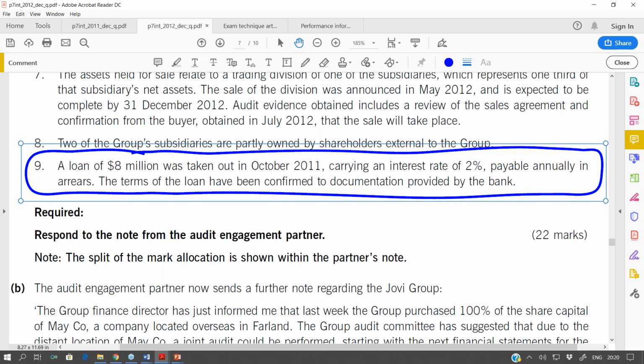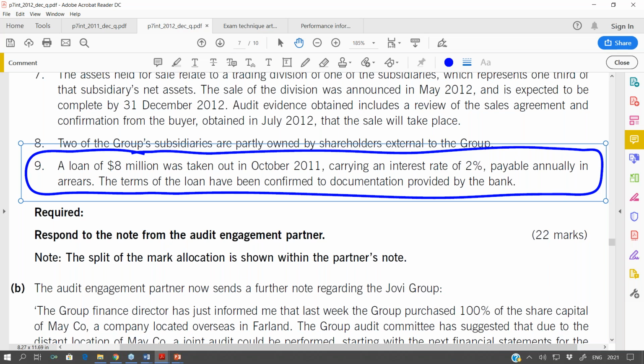Carrying an interest rate of 2% annually, right? The year end of the company is June. So October 11, we took the loan. The year end of the company is June. So October, November, December, January, February, March, April, May, June, 9 months. Can you calculate the finance cost for 9 months? $8 million multiplied by 2% into 9 over 12.